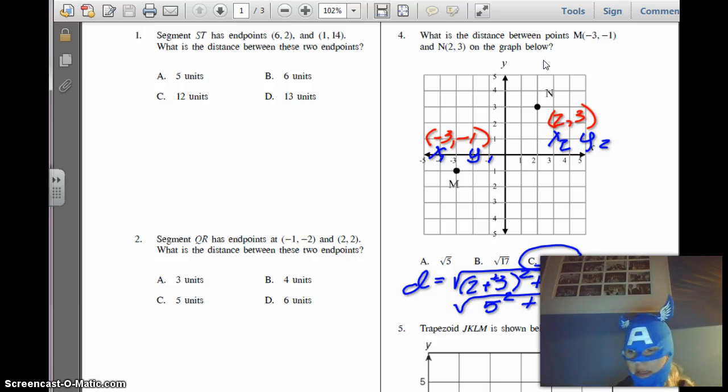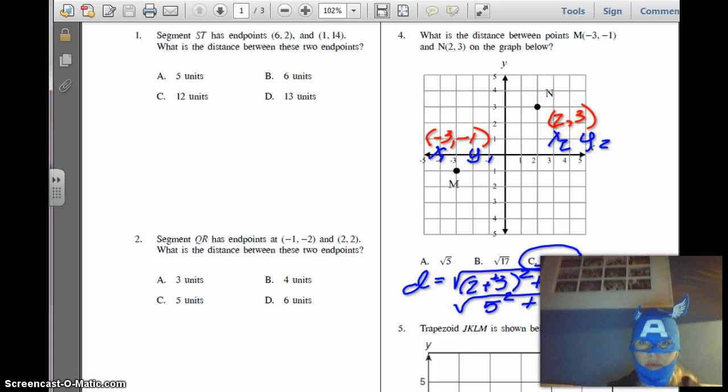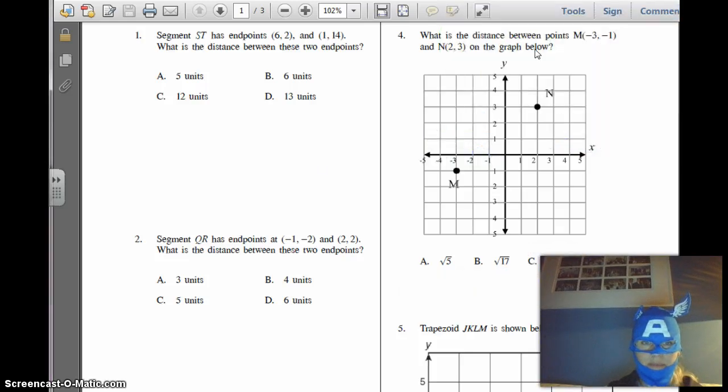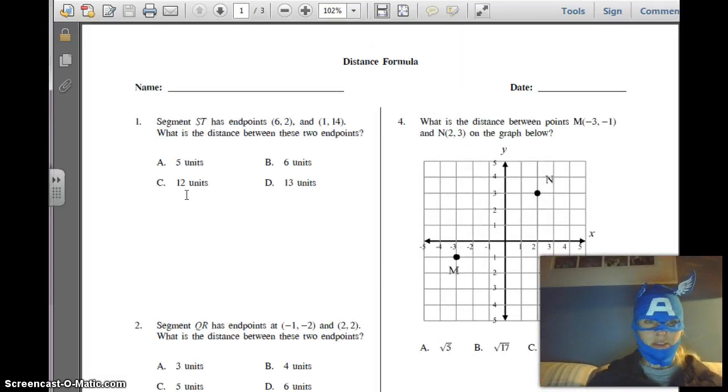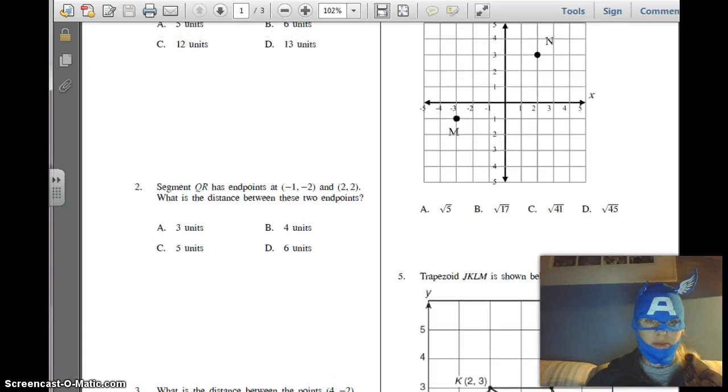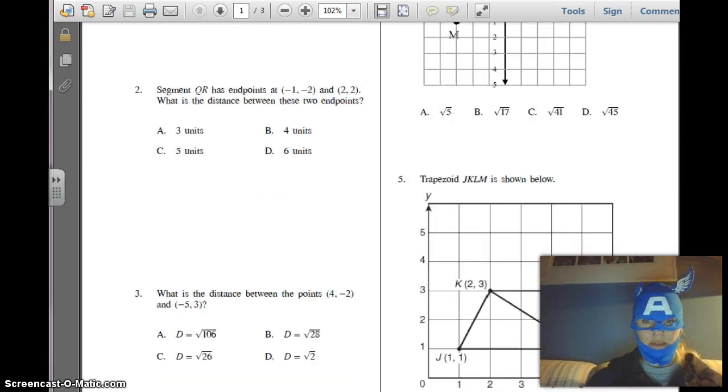So let's do a couple of examples for you. So for the first question, let's do number 1. And find the distance between S and T and choose A, B, C, or D. Then I'd like you to go ahead and move on to number 2. Should be the distance between points Q and R. Should be a nice whole answer for those.